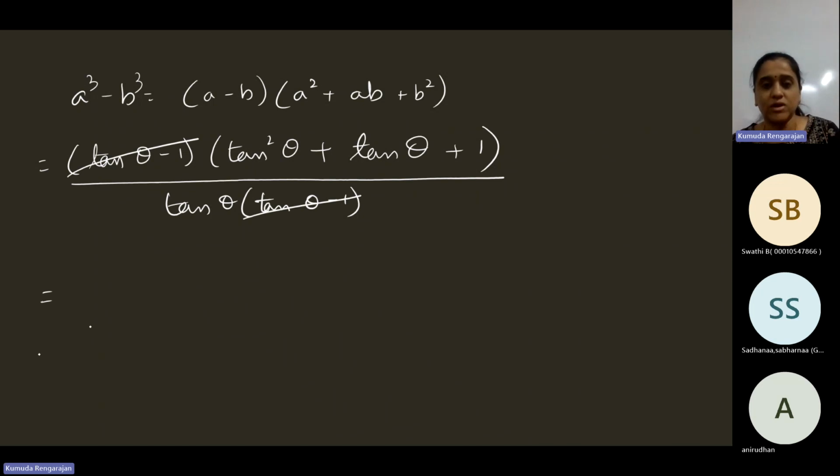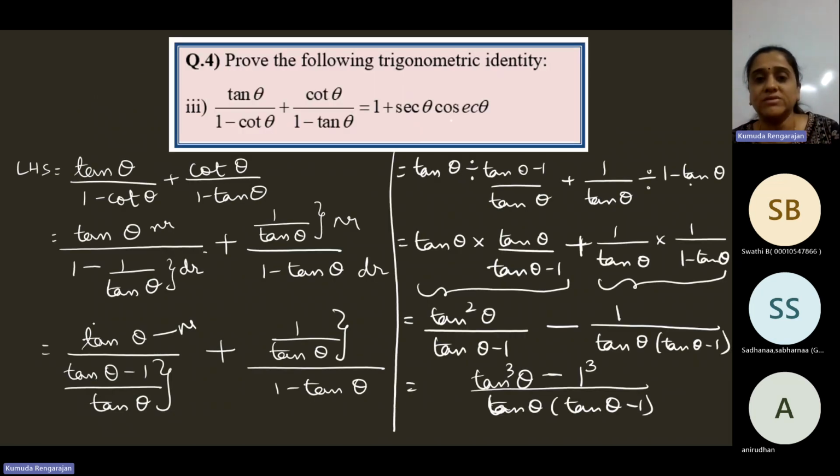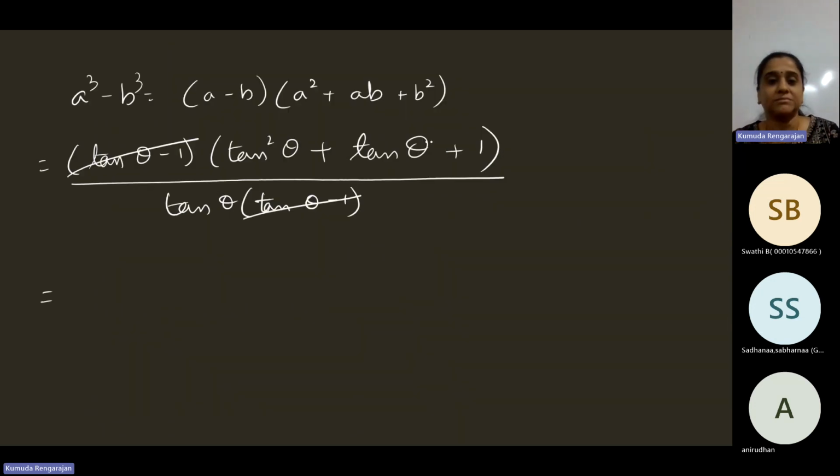Now look at the RHS. What is the RHS? How many terms are there in the RHS? 1 plus secant theta cosecant theta, only 2 terms are there. Okay, so now what is 1 plus tan square theta? Secant square theta. 1 plus tan square theta is secant square theta.